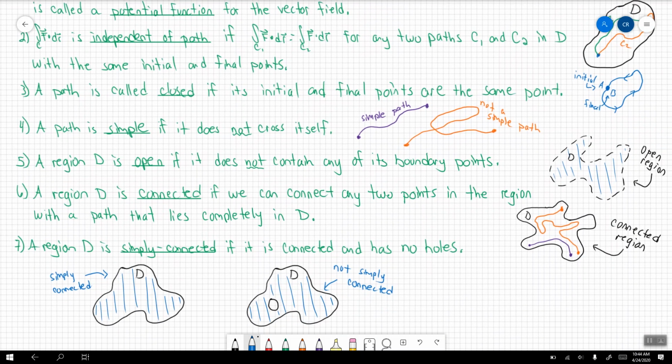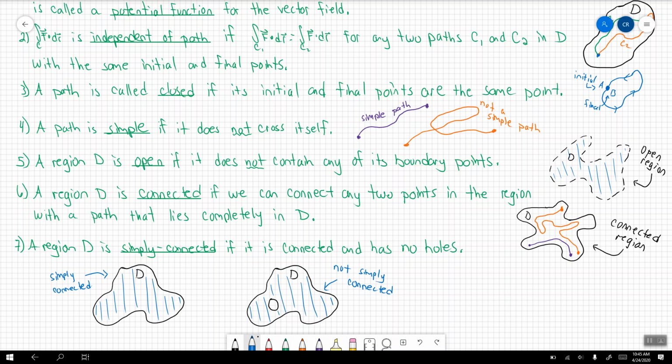Number 3, a path is called closed if its initial and final points are the same point. So here I drew just a path in blue where I have point A and point B. Point A is your initial point, point B is your final point. Start at point A, you traverse the curve, and you wind up right back where you started. This is a closed path, otherwise known as a closed loop.